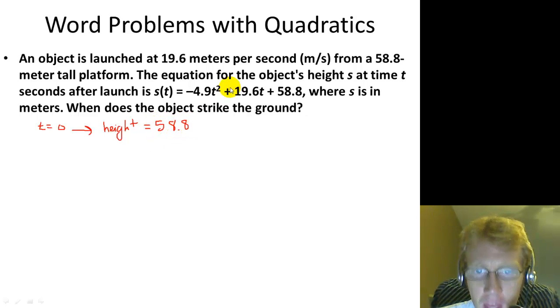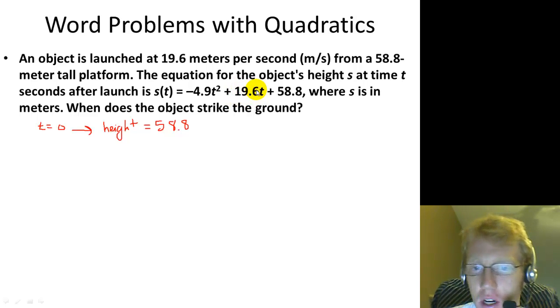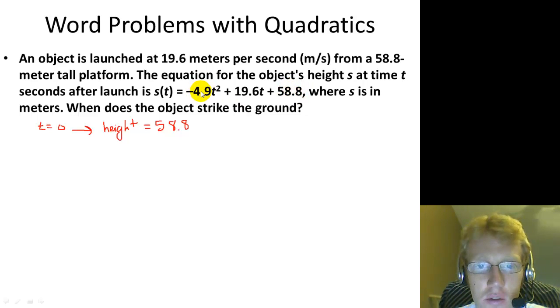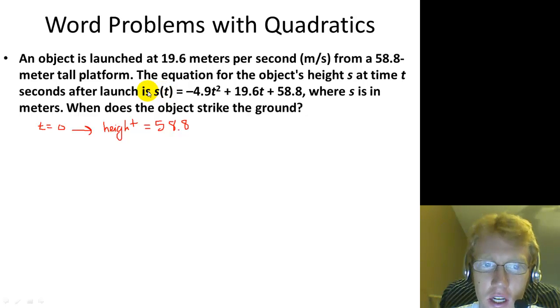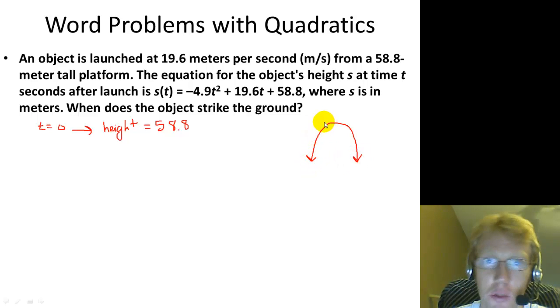58.8. And then the starting velocity, 19.6 meters per second, ends up being right here in the middle of the equation as the starting velocity. And I can't necessarily show you easily why that's the case, but that's always going to be the case. The starting velocity will be here, and the starting height will be here. And then this first term comes from the acceleration, which is the force of gravity, and it's acting on all objects, pulling them downward. So the parabola is negative. So any kind of projectile motion problem is going to make a parabola that's upside down, because when you throw something up, the force of gravity is pulling it back down.